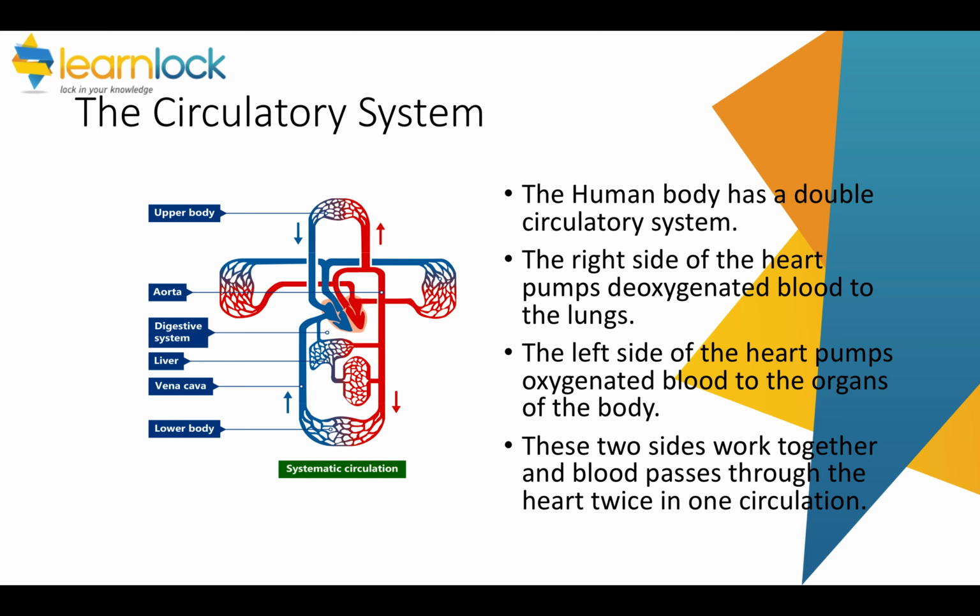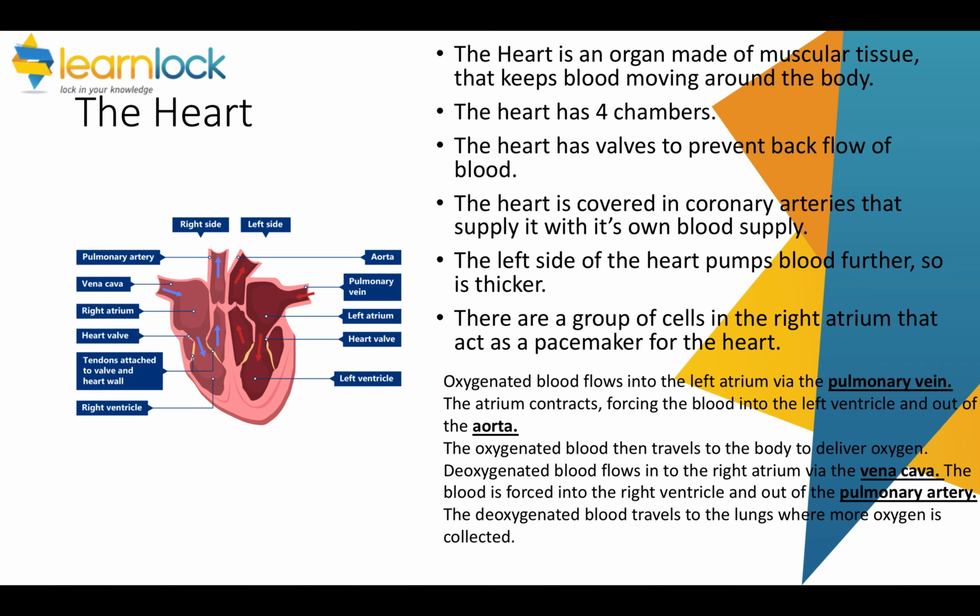When looking at a diagram of the heart, the left and the right side appear reversed. So the left side in this diagram is the red side and the right side is blue, red indicating blood with oxygen in it. Let's look at the heart in a bit more detail. The heart is an organ and it keeps blood moving around the body. It's got four chambers. The top two chambers are called atriums, the bottom chambers are called ventricles. It's also got valves to stop blood coming back on itself, so to prevent backflow.